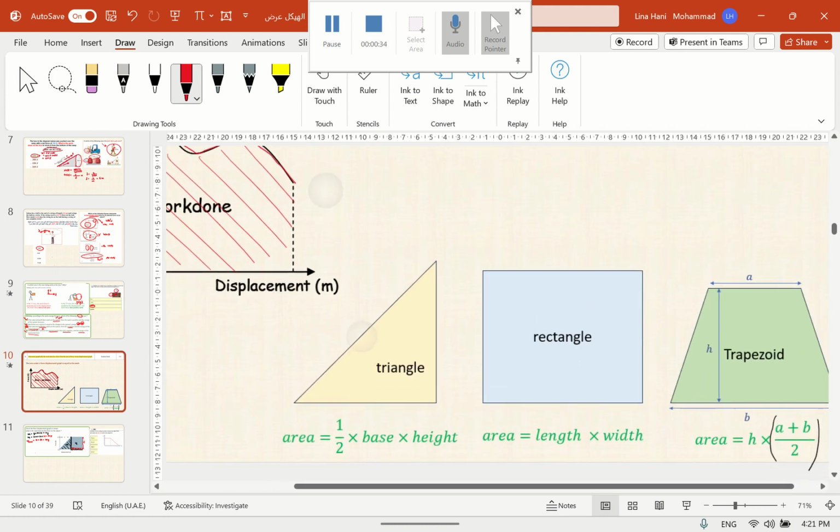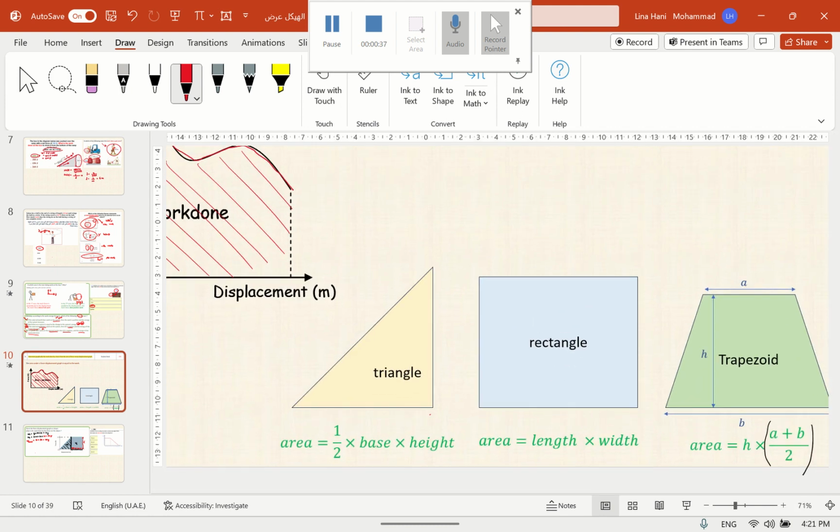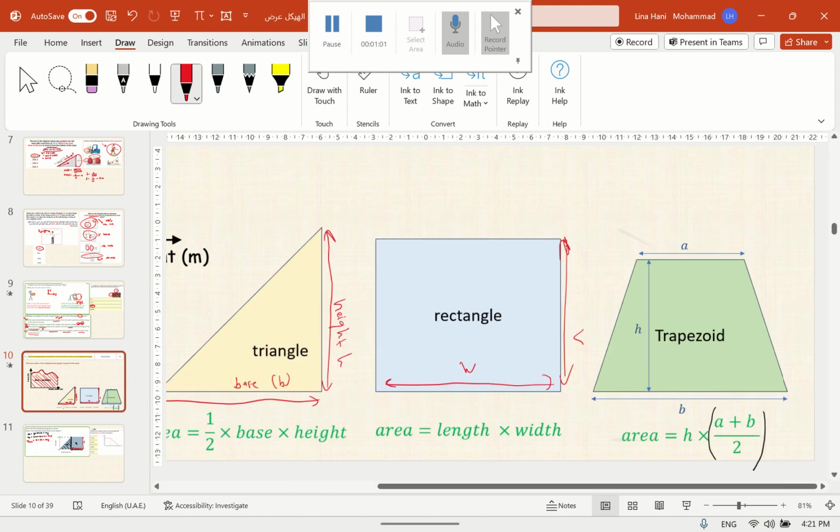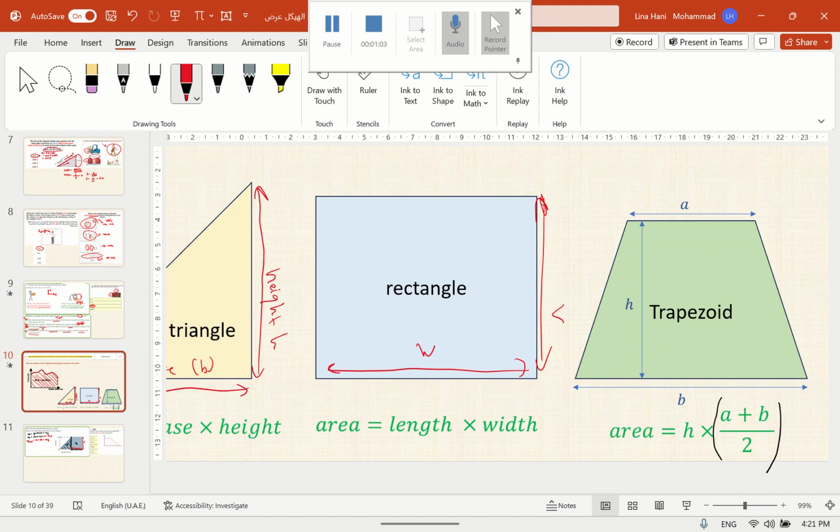To find the area of a triangle, we multiply half times the base of the triangle, symbolized by B, times the height, symbolized by H. If we have a rectangular area, we need to multiply the length times the width. And if we have a trapezoid, we can find its area by multiplying the height of the trapezoid times the sum of the two bases divided by 2. This is a trapezoid.